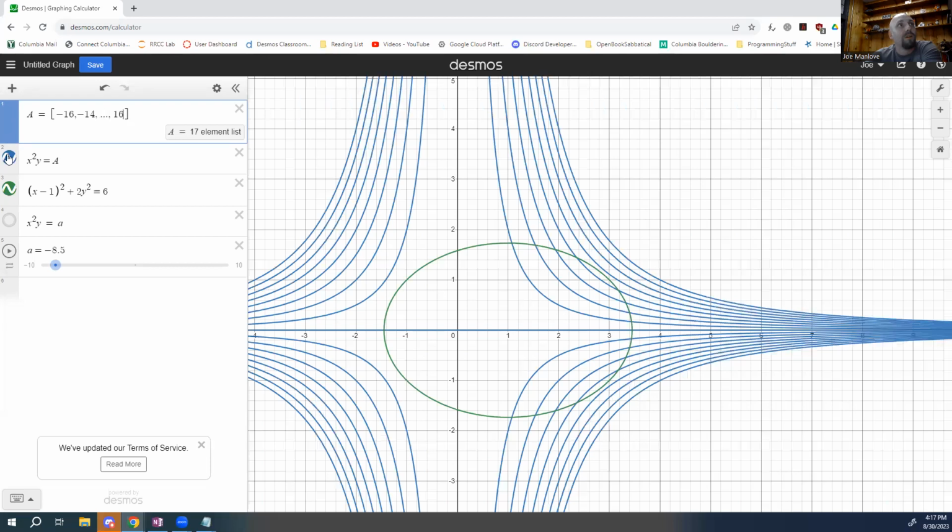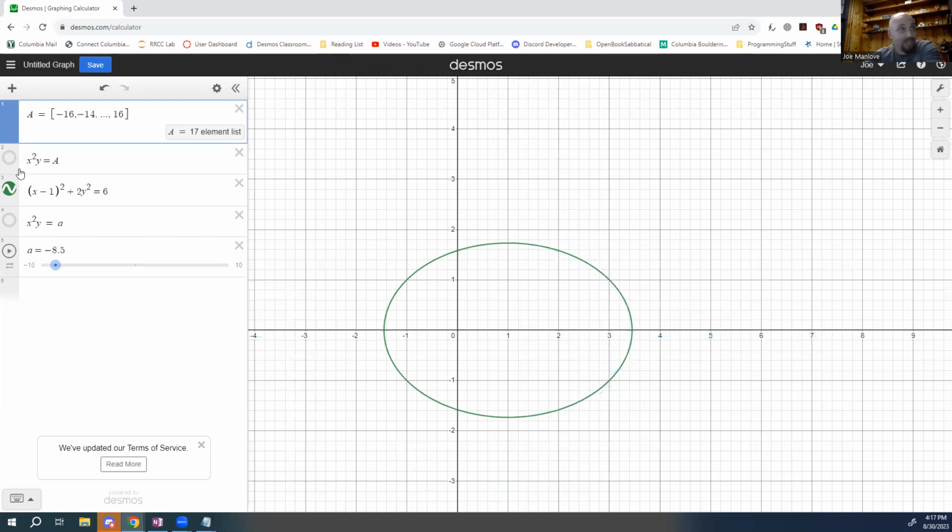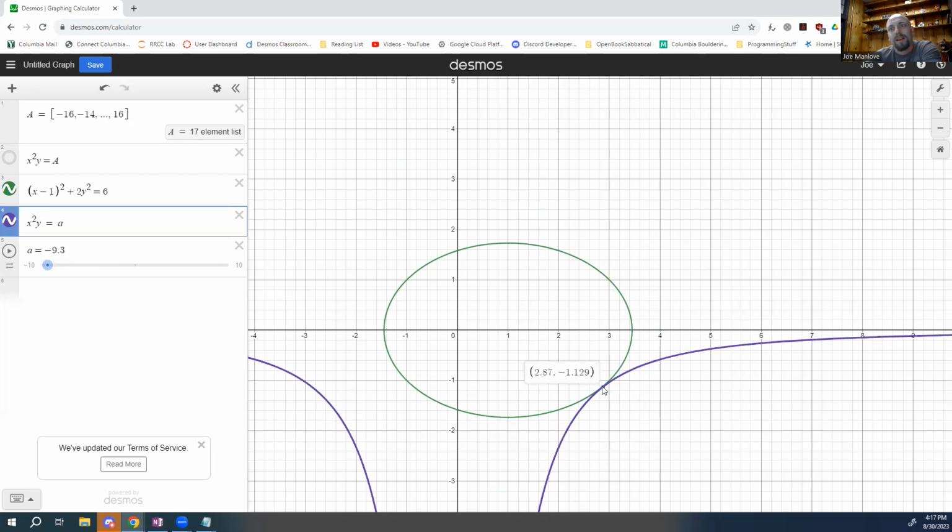So I'm going to turn off the level curves because I don't think they're that helpful, actually. I'm going to turn this one on. This is me trying to approximate, right? So this is a single level curve. I can see we start out outside of the green ellipse, and then we scroll in and we hit it. So that's going to be an interesting point to us. Right now that intersection is at (2.87, -1.129), and our value of our function is minus 9.3, right? So that's the first time we touch.